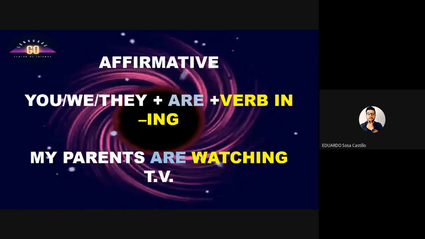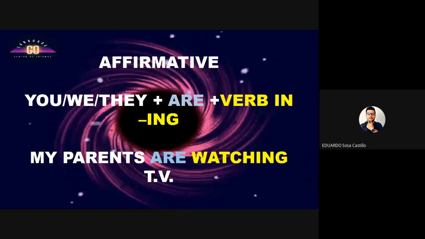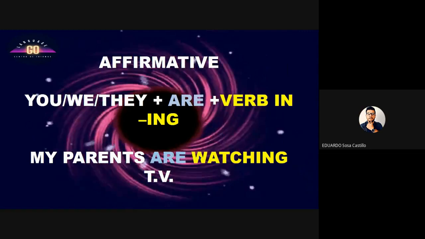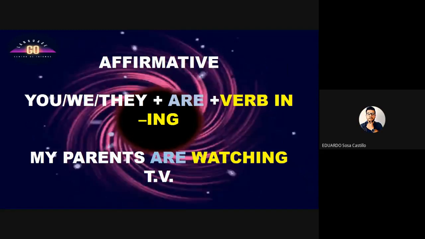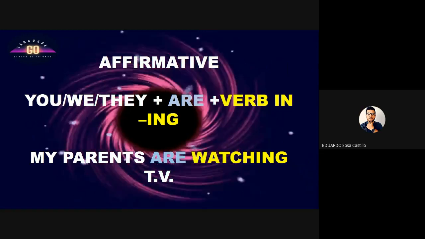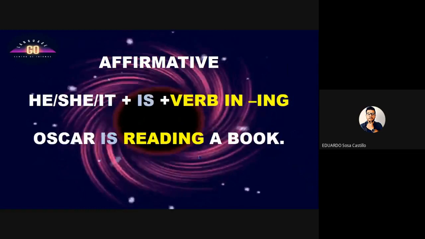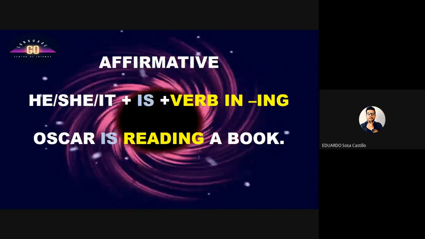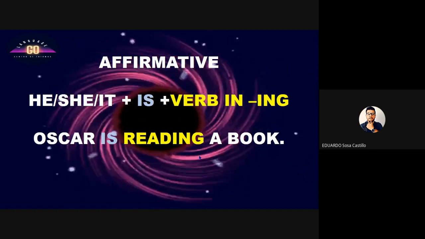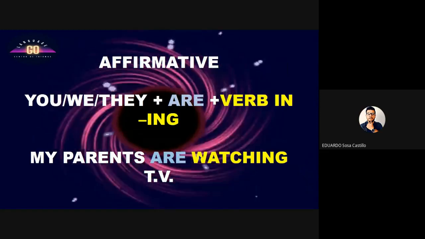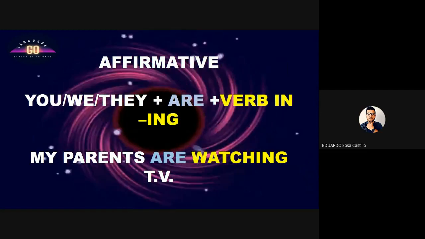So here we have the sentence about pronouns you, we, and they. Can you help me, Mariana, to read this one about my parents? My parents are watching TV. Yes, exactly. The actions are happening in this moment, right now. Check it. I am explaining present continuous in this moment. Oscar, a man called Oscar, in this moment he's reading a book. We are just imagining this, right? My parents, they are watching TV. This is just an imaginary situation, but it is supposed that it's happening in this moment.